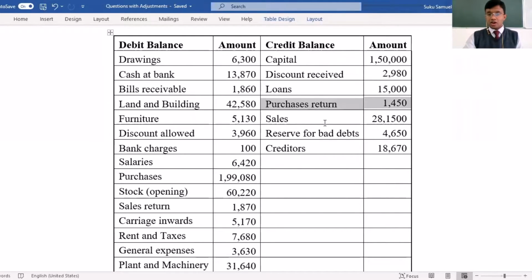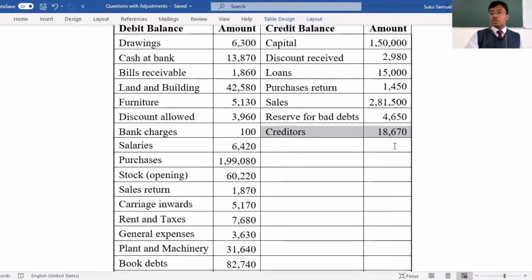Purchase return, trading account. Sales, this will go into your trading account. Reserve for bad debts. What is meant by reserve for bad debts? It means some amount of money that you have kept aside, remaining from last year, to meet the expense of bad debts. So this is technically an indirect income. This will go into your profit and loss account. Creditors, current liability, balance sheet.